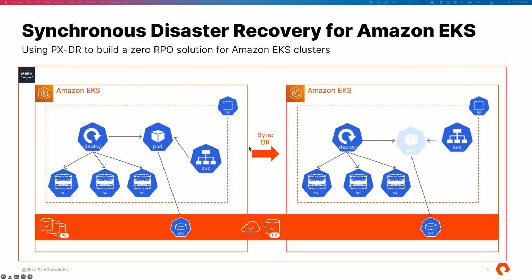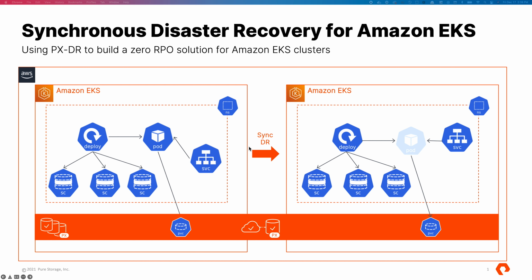PX-DR helps you deploy a Portworx cluster that is stretched across two different EKS clusters, and as long as they can meet the 10 millisecond latency requirement, they can be as far or as close to each other as possible. This is important if your EKS cluster for any reason goes offline: you can quickly log into the secondary cluster and bring your applications back online as soon as possible.